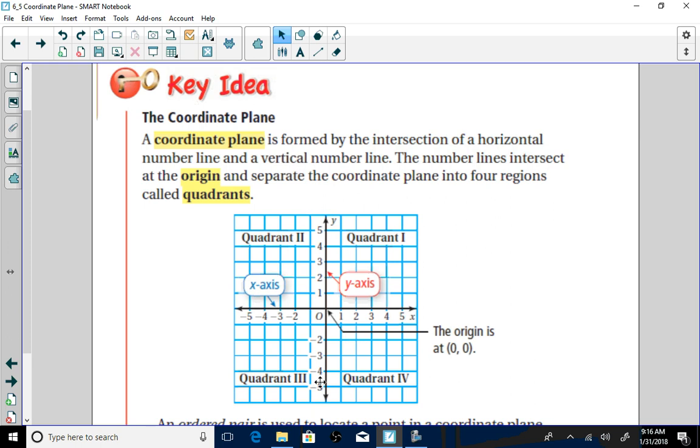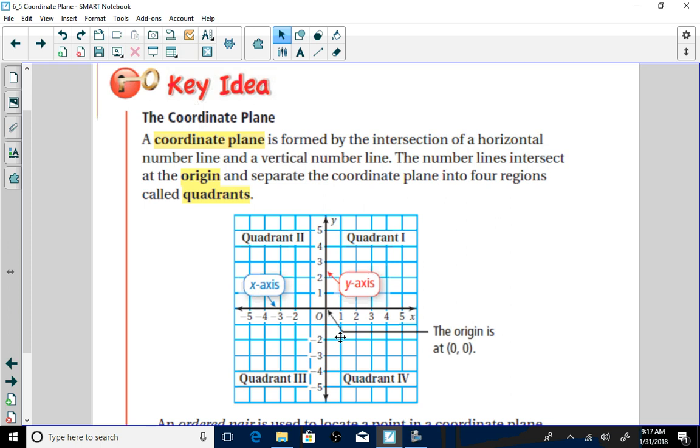Your vertical number line is what's called the y-axis. Vertical number line also has a 0. Numbers above 0 are positive on a vertical number line. Numbers below 0 are negative on a vertical number line. When we intersect those two number lines, it creates 4 sections called quadrants. Quadrant 1, Quadrant 2, Quadrant 3, Quadrant 4. Notice that we use what are called Roman numerals to identify those quadrants.